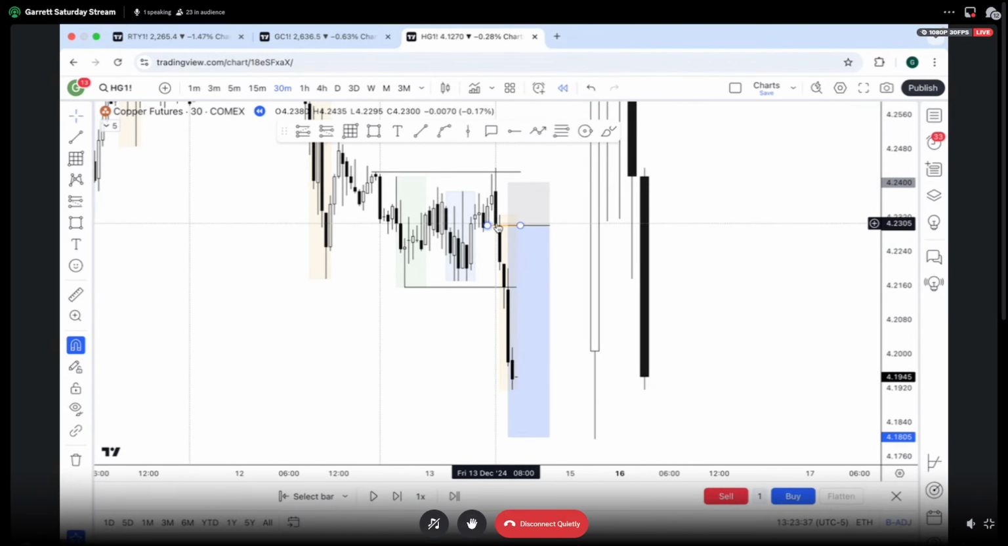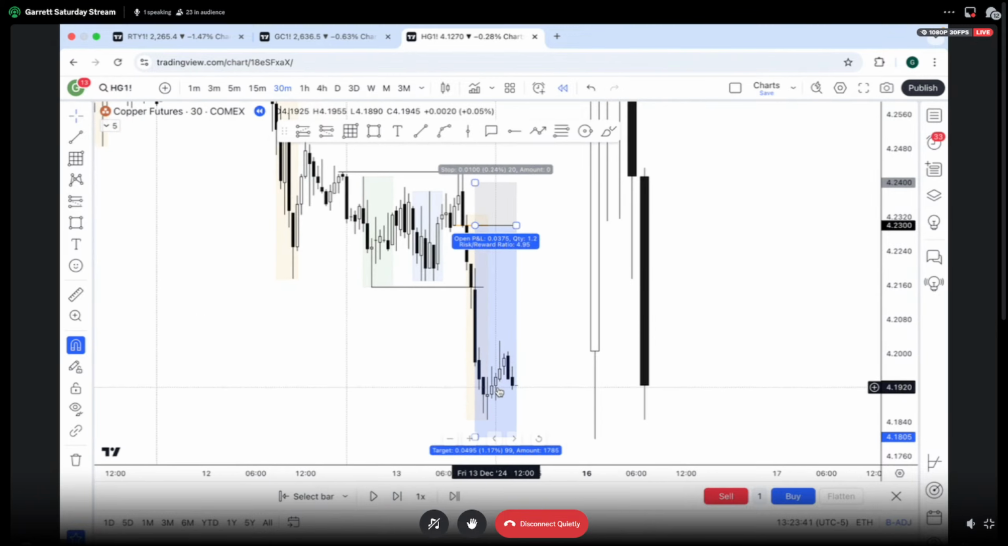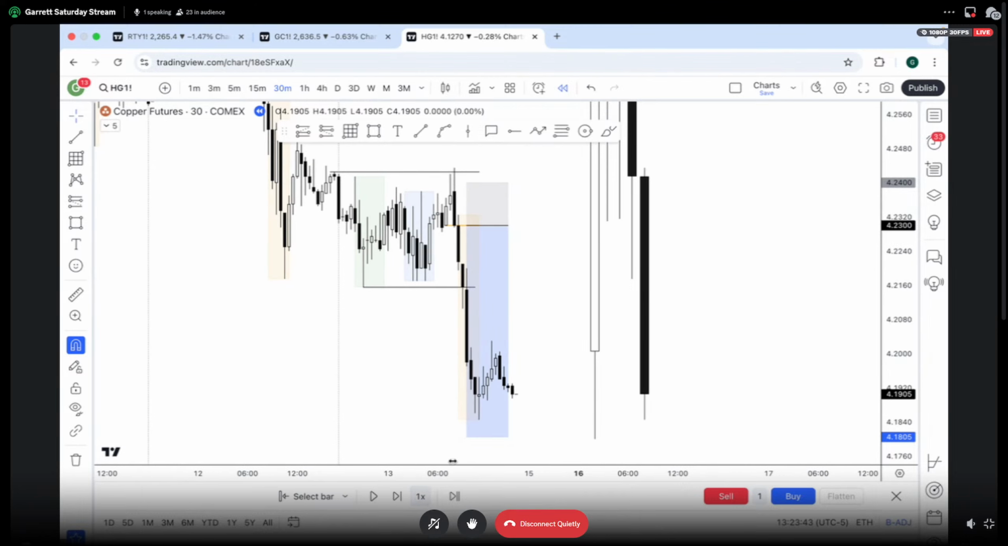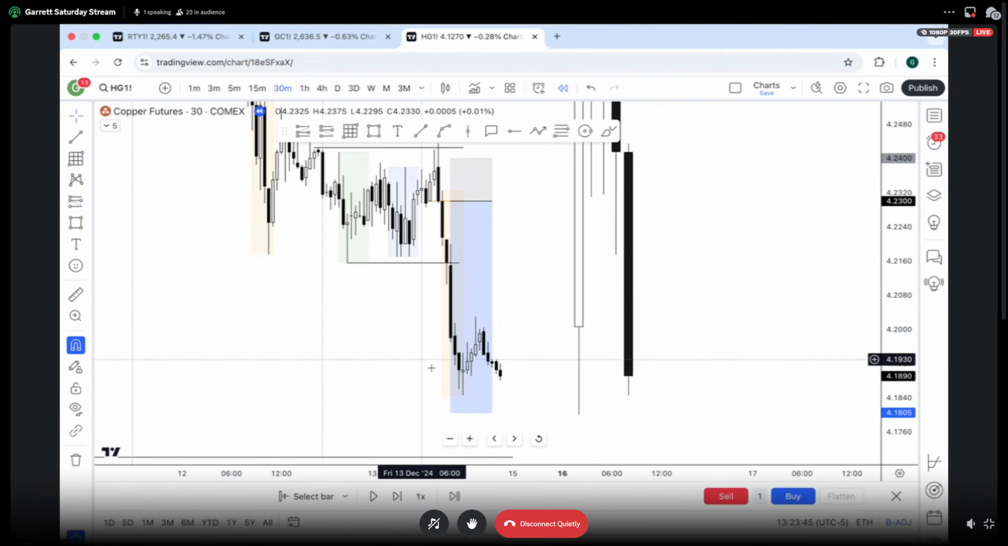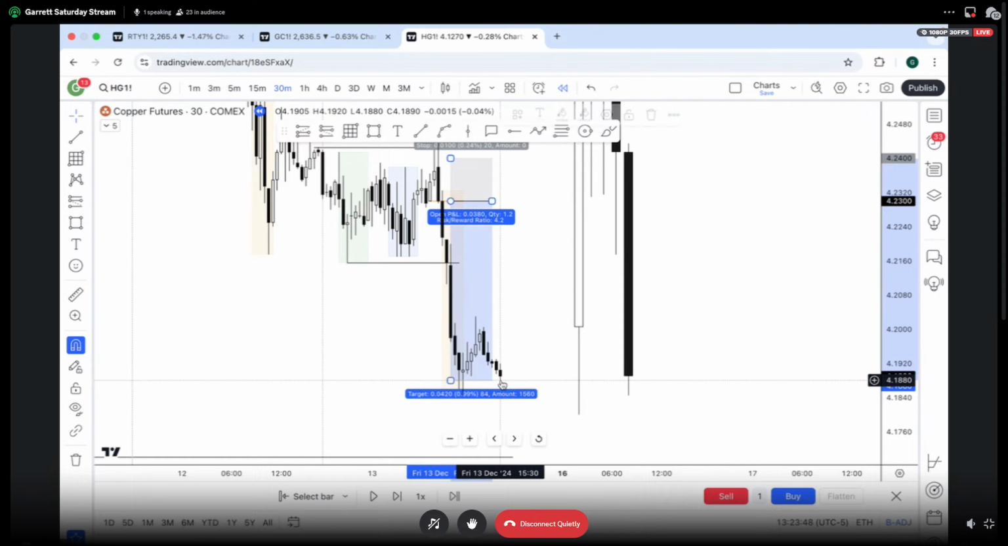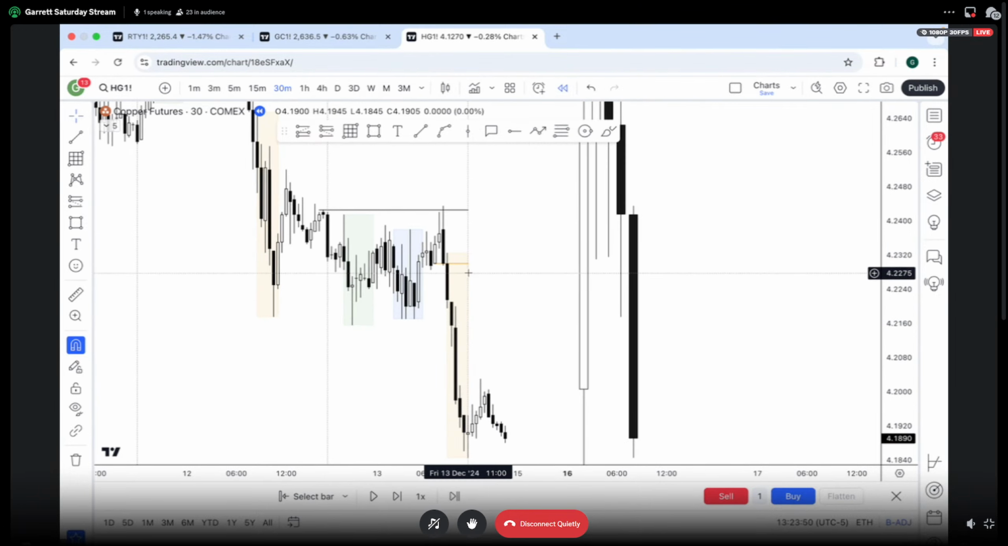I took off at that 30-minute CST, by the way. I had to close the trade around 1500, so around here, because on Top Step you can't hold overnight, so I had to close about there. But yeah, it was a good trade.